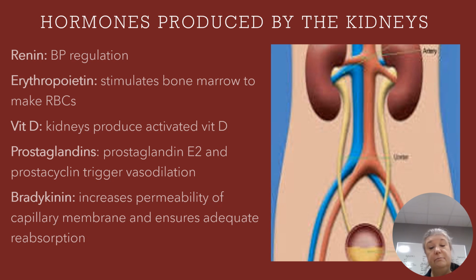Bradykinin, I don't know that I'm saying that correctly, is a hormone released by the kidneys in response to the presence of PGs, ADH, and angiotensin II. It increases the permeability of the capillary membrane to certain solutes and dilates the afferent arteriole to ensure adequate reabsorption of solutes and blood flow to the kidneys.